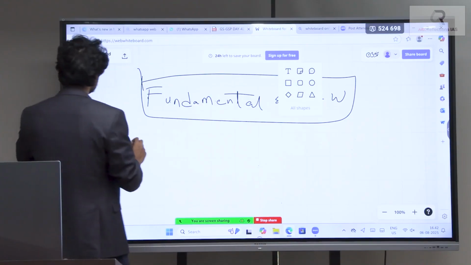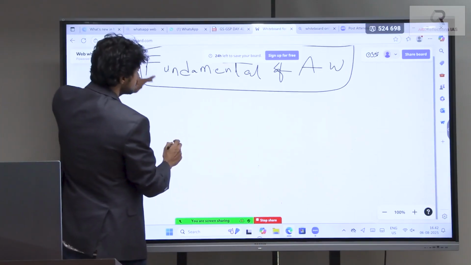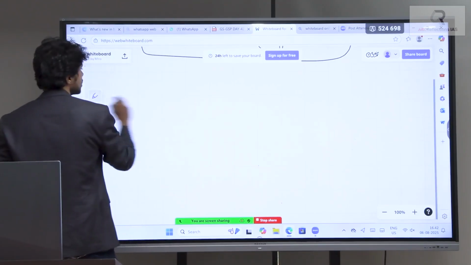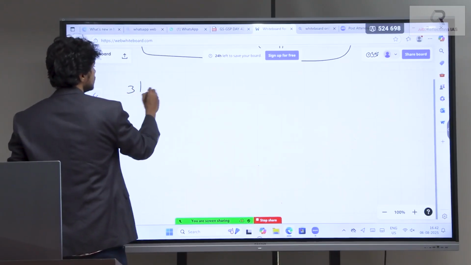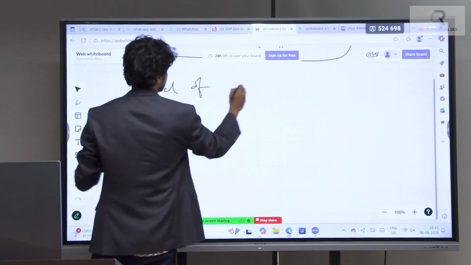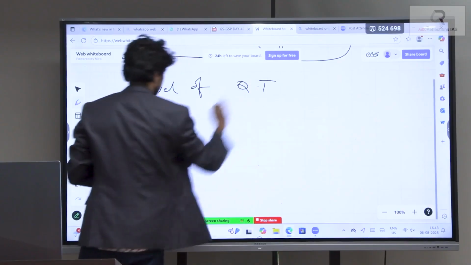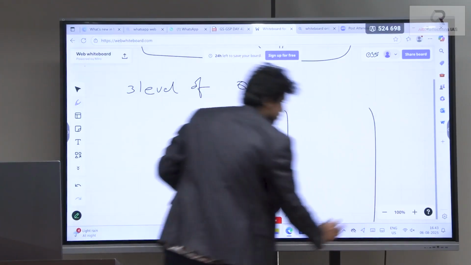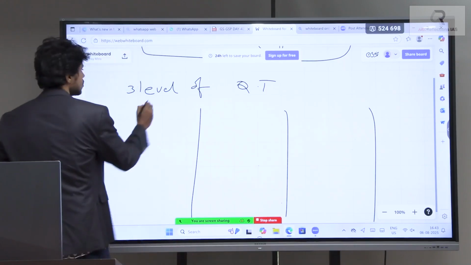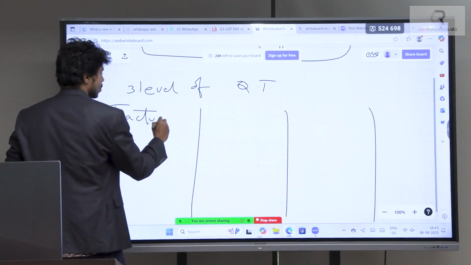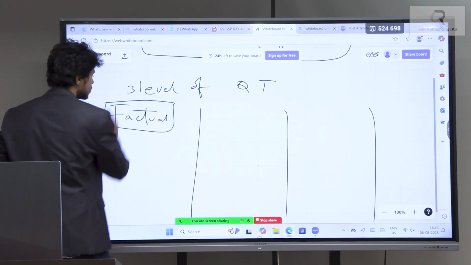Like I have discussed in the previous section, we have discussed various question tags. How did we practice for the question tags? We divided the question tags into 3 levels. The first level I have discussed, then the second level, then the third level. The first level is more of a factual type. What all things will you include in the factual level?